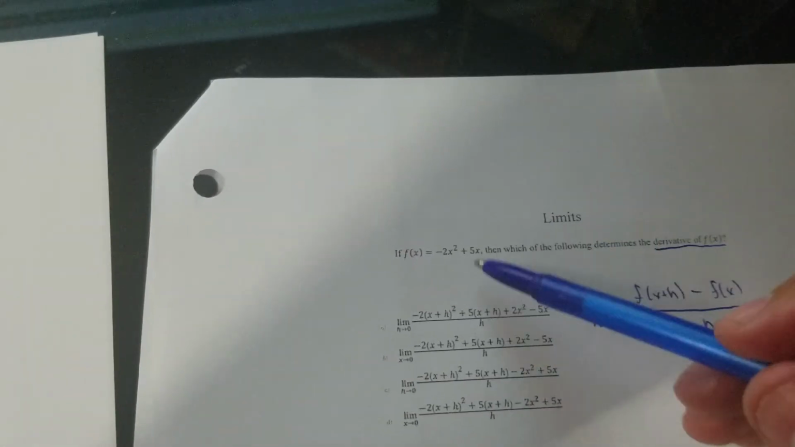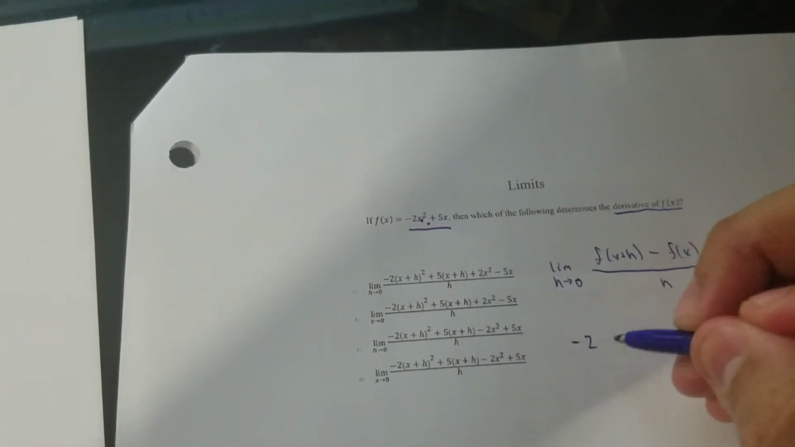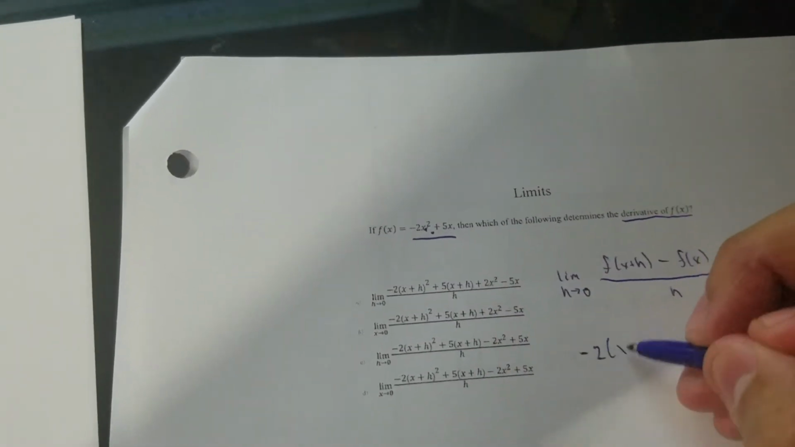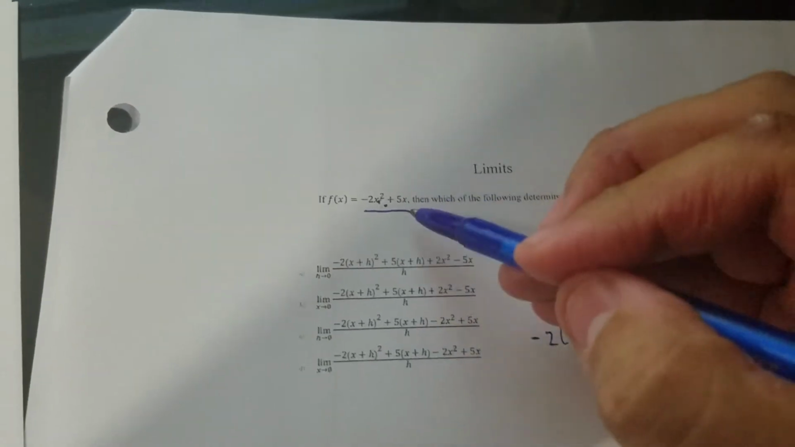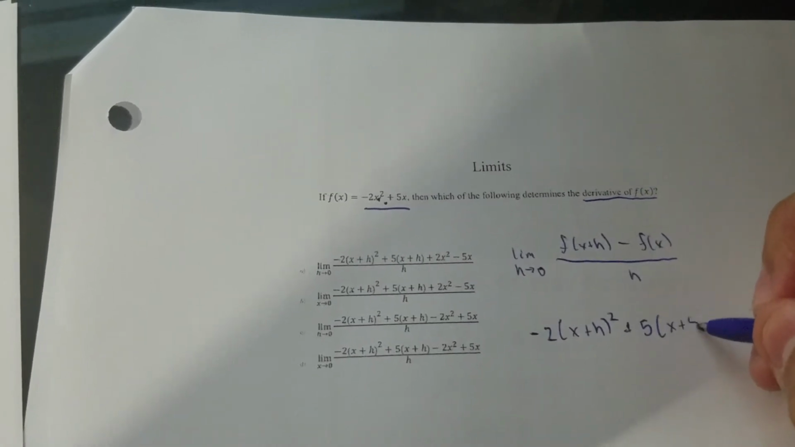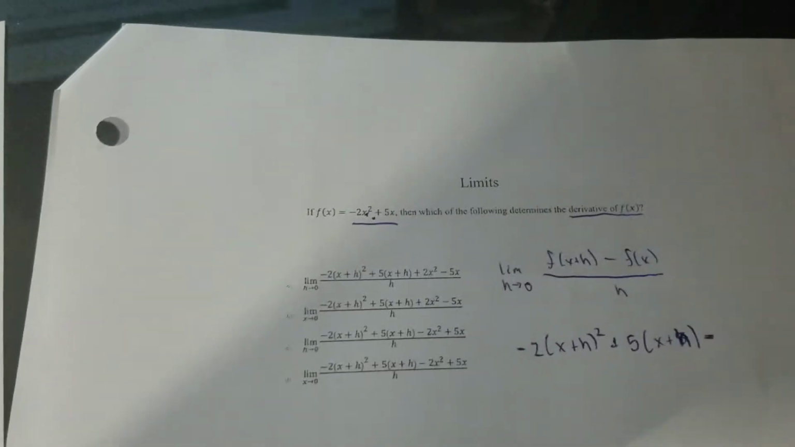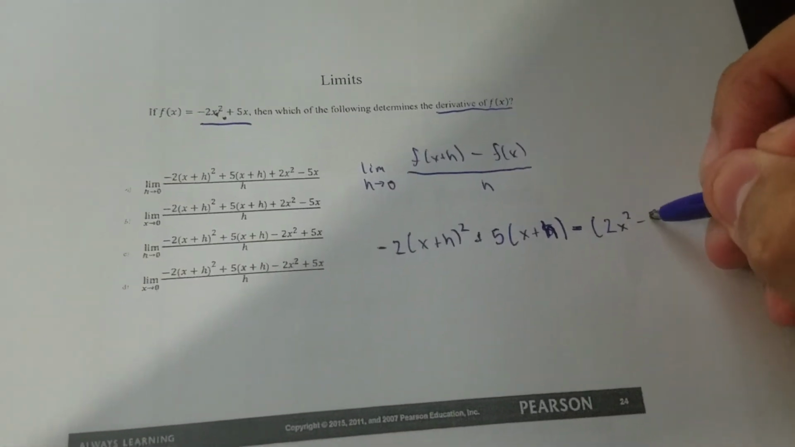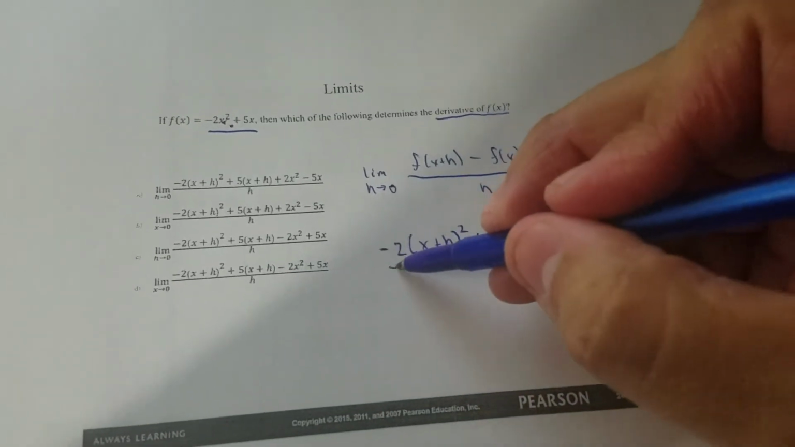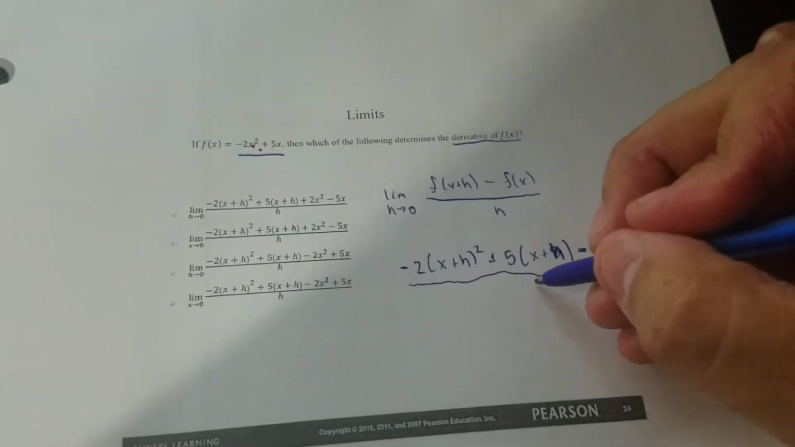So my equation's this one right here. So -2, and instead of x, I want to write x plus h. And then I continue, plus 5 times, since I see another x, so I'm going to write x plus h. And then subtract the original equation. And then all of this is divided by h.